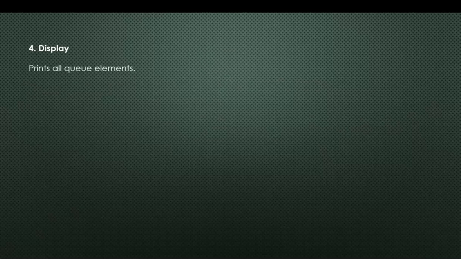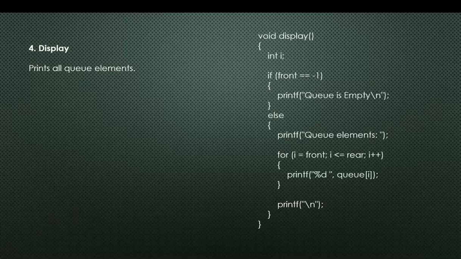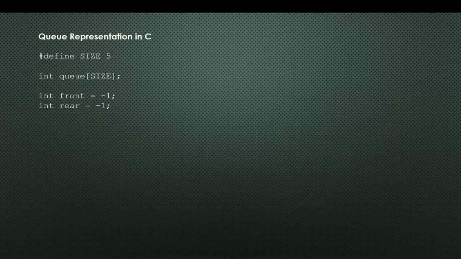Yes. The next important operation is display, which is printing all elements of the queue. Starting from the front, you traverse until rear. Print one element after the other. If the queue is empty, simply display queue is empty. That's what is being done in the code. Done? Yes.